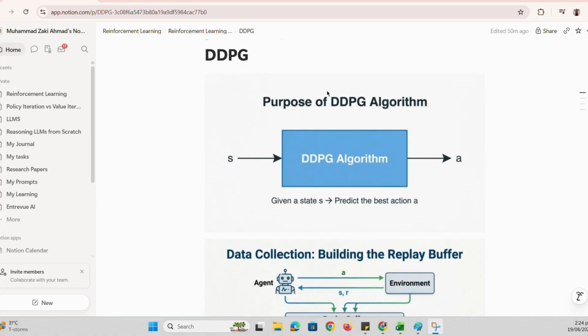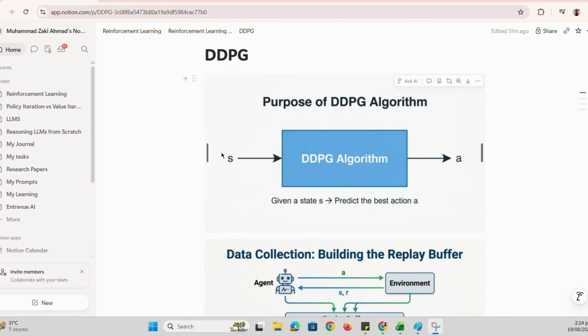Before we start with the DDPG algorithm, which stands for Deep Deterministic Policy Gradient, we have to understand what the promise of the DDPG algorithm is. The DDPG algorithm says that if you give me a state S, I am going to give you the best action A that you can take from this given state. So the promise of the DDPG algorithm is that if you give me a state, I'm going to predict the best action A that you can take from this state S.